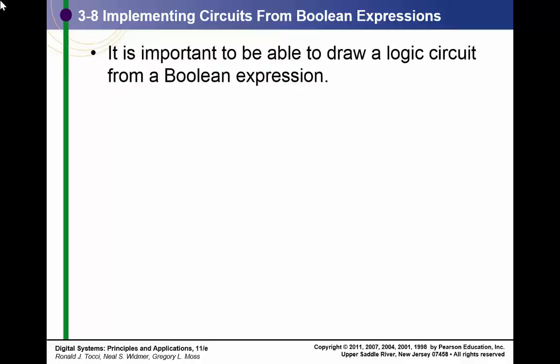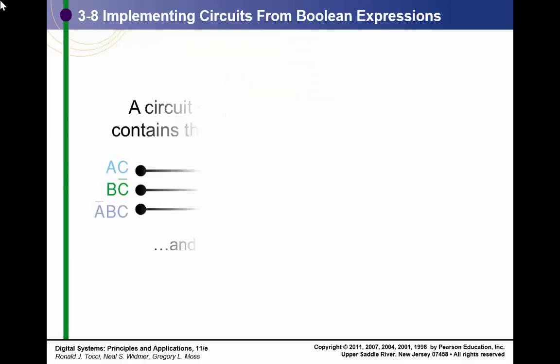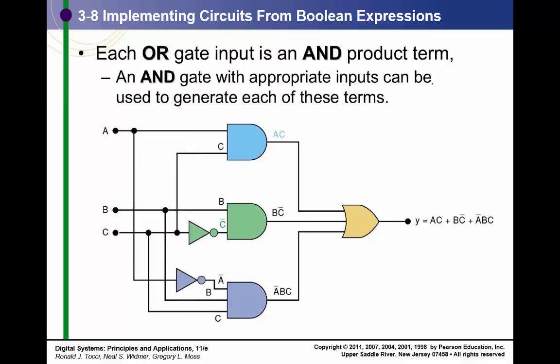Okay, it's also important, and this is going to follow up on the final exam, that you be able to draw a circuit from the truth table. This happens to be a sum of products. We require 3 AND gates with 2 inverters, as 2 of the inputs are inverted. We also require a 3 input OR gate, and we're going to end up with a circuit that will look like this. Again, you're given this expression, and you need to come up with this circuit.